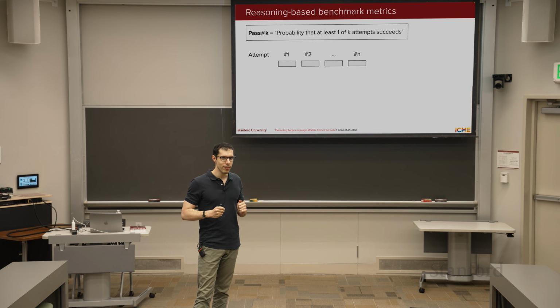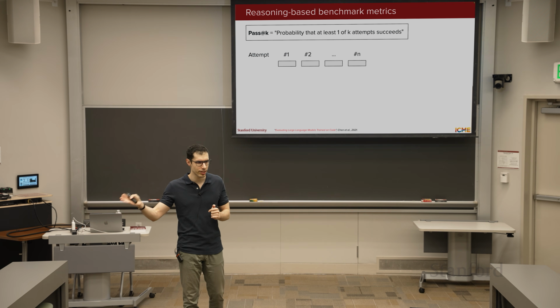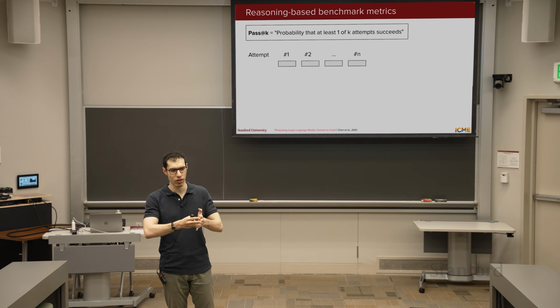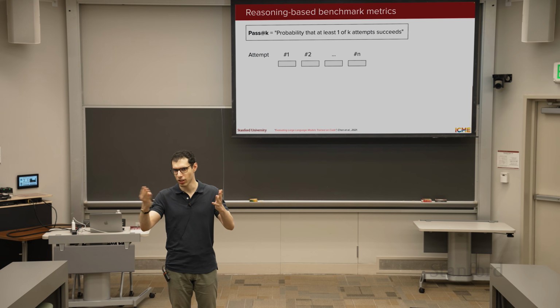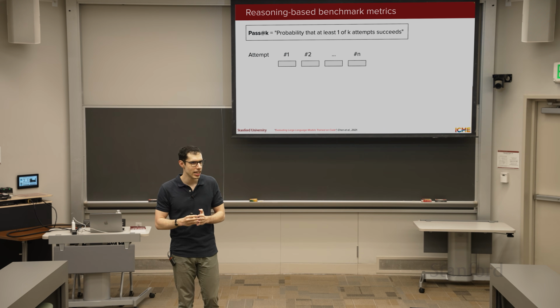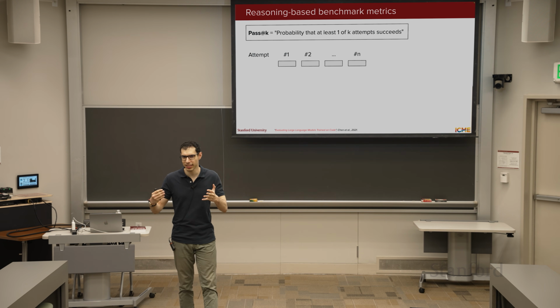But the problem is, if you only do this k times, your estimate can be very noisy. Because by pure chance, you may have one instance that has 3 correct out of 5, and the other one 1. So you want to have an estimate that doesn't have that much variance.